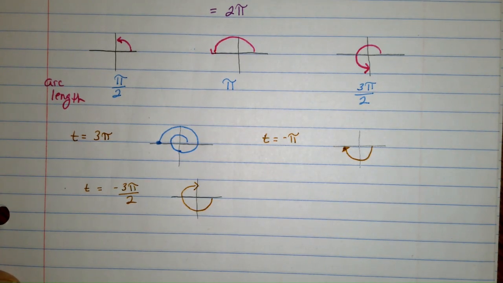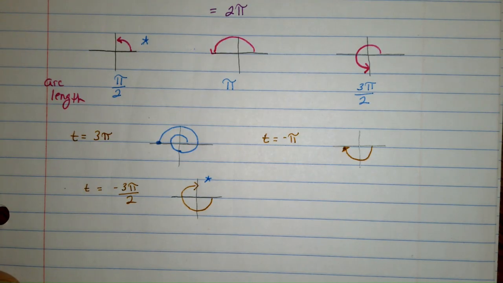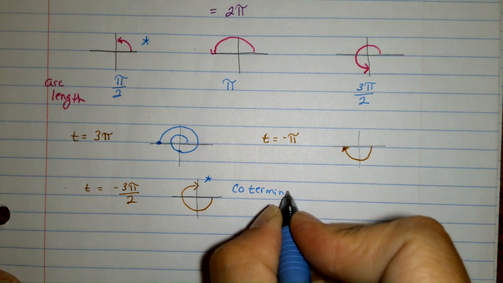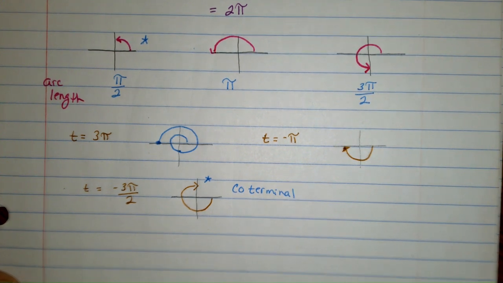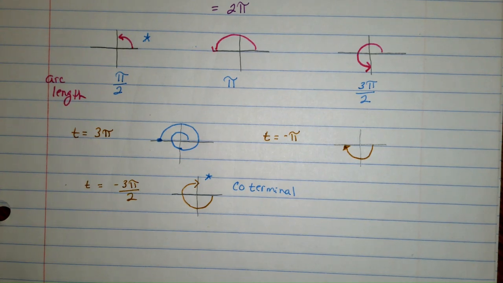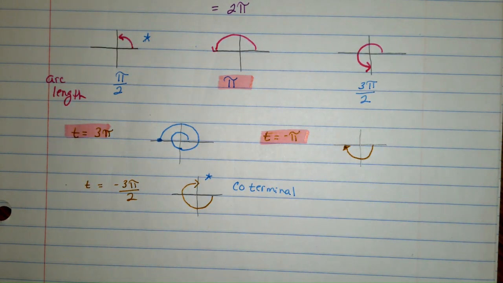Okay, now you might have noticed that this one here and this one here end at the same place. They terminate at the same place, so they are coterminal. Now, you also might have noticed that this one, and this one all ended in the same place. So they are also coterminal. In fact, we could draw infinite numbers of coterminals.